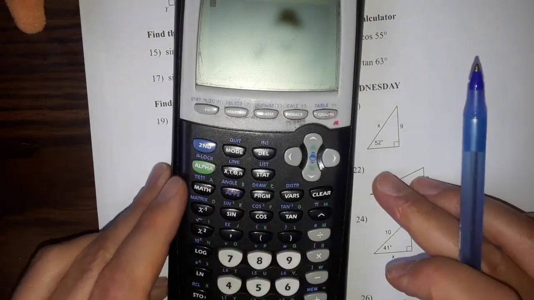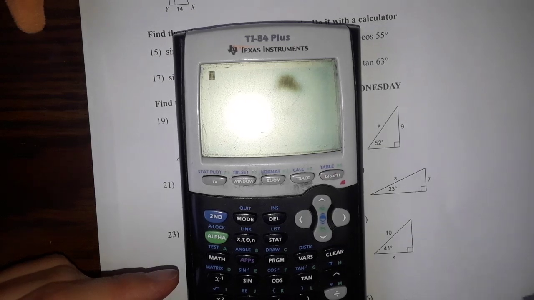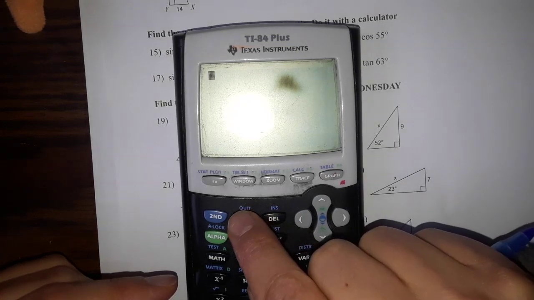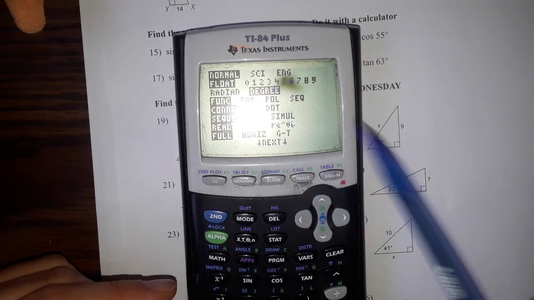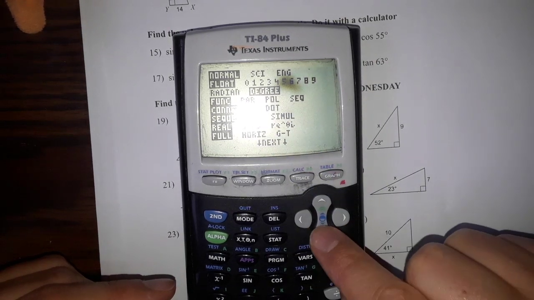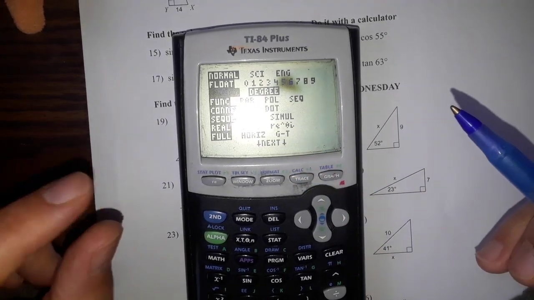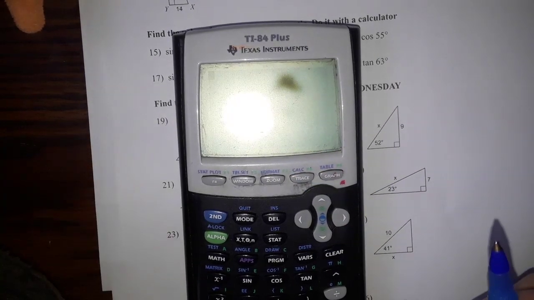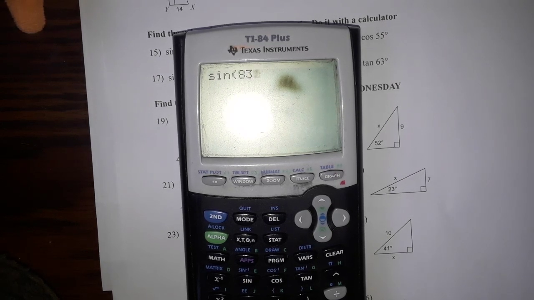So if they ask us sine of 83 degrees, the first thing we have to make sure is that the calculator is in degrees. All of them, you go to mode, and then now it's in degrees. If you want to change it to radians, you just move down and press enter on radians, and it's gonna do it in radians. So I'm gonna clear this now. So we're gonna do sine of 83 degrees, and that's what we get.